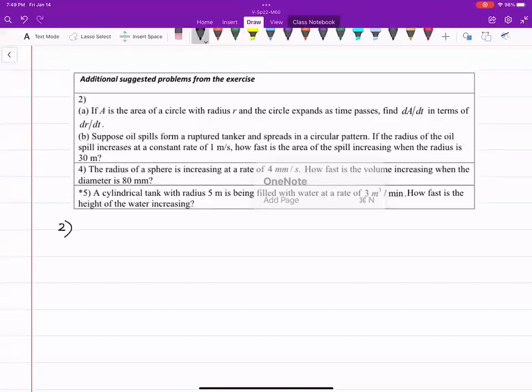A is the area of the circle. Now we are talking of a circle area. Area A is denoted by pi times r square, which we know. R is the radius, and the circle expands as time passes. So A increases with respect to time. Find dA by dt in terms of dr by dt.